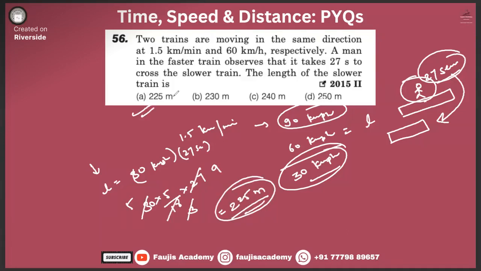Look, there's a man inside the train. He will be leaving this slower train behind at an effective speed of 30 kmph, and it takes him 27 seconds. So the length of the train is distance, which is speed into time. Speed is 30 kmph, which we reduce into meters per second by multiplying by 5 by 18, into 27. We calculated, we got the answer.